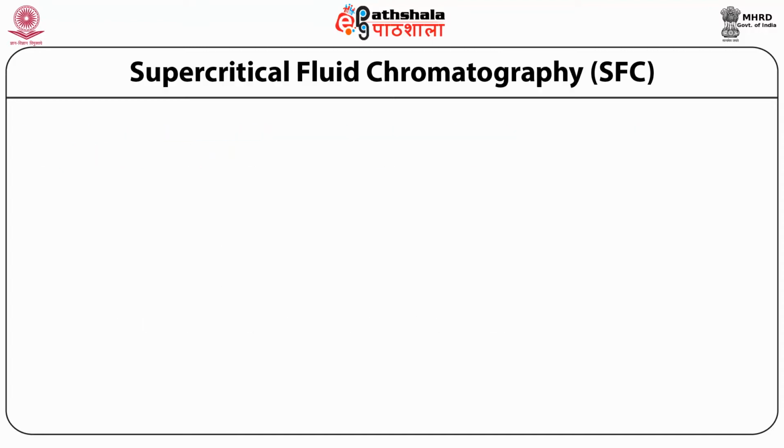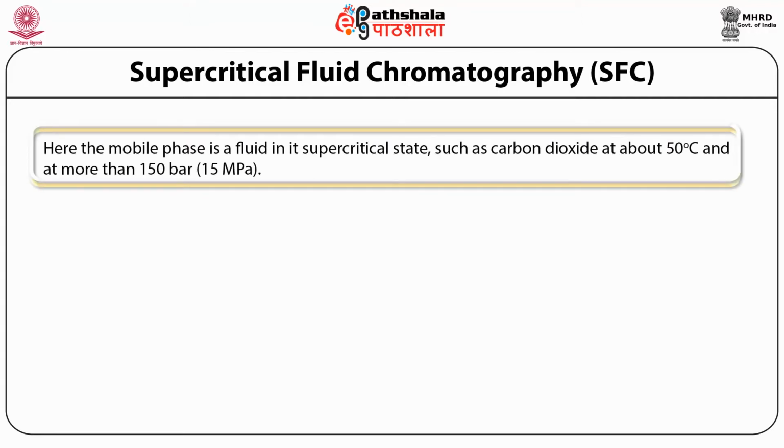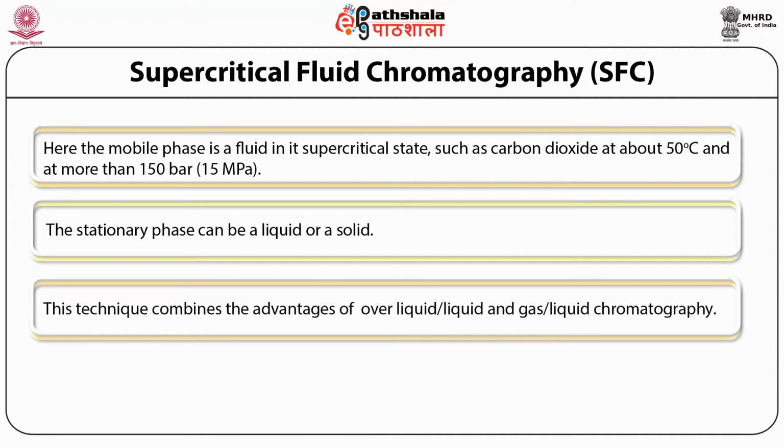The second chromatographic technique that is used for the analysis of environmental samples is supercritical fluid chromatography. Here the mobile phase is a fluid in its supercritical state, such as carbon dioxide at about 50 degrees centigrade and at more than 150 bar. The stationary phase can be a liquid or a solid, and this technique combines the advantages of both liquid-liquid and gas-liquid chromatography.